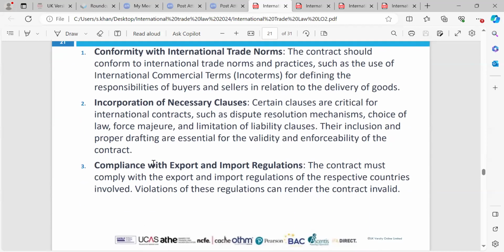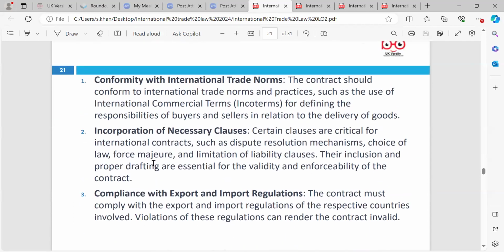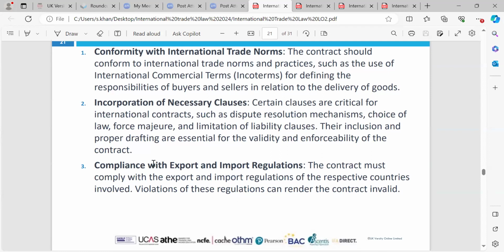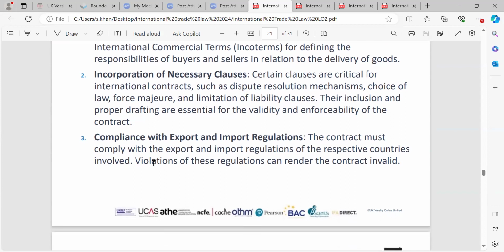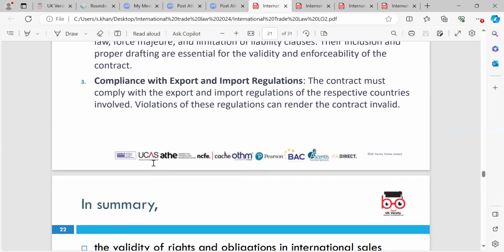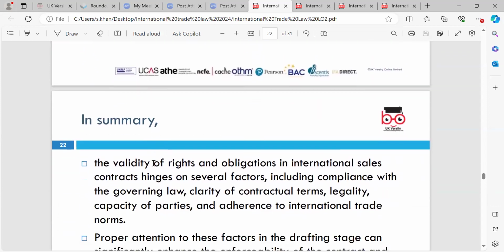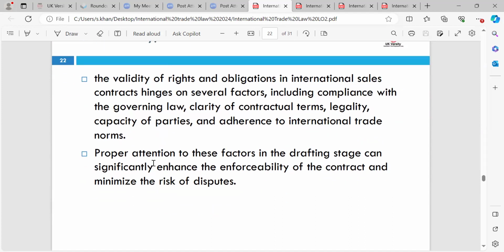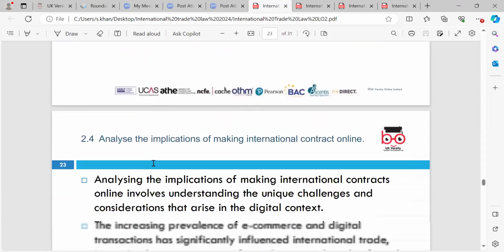Conformity with international trade norms. The contract must conform with international trade norms and practices, such as the use of international commercial terms. Incorporation of necessary clauses. Certain clauses are critical for international contracts, such as dispute resolution mechanism, choice of law and force majeure. Compliance with export and import regulations. The validity of rights and obligations in international contracts hinges on several factors, including compliance, governing law, and clarity.